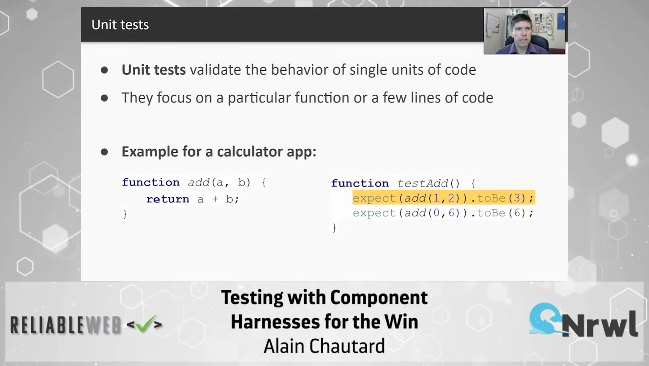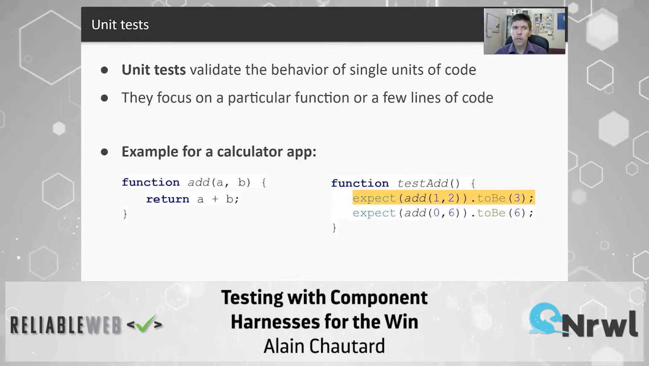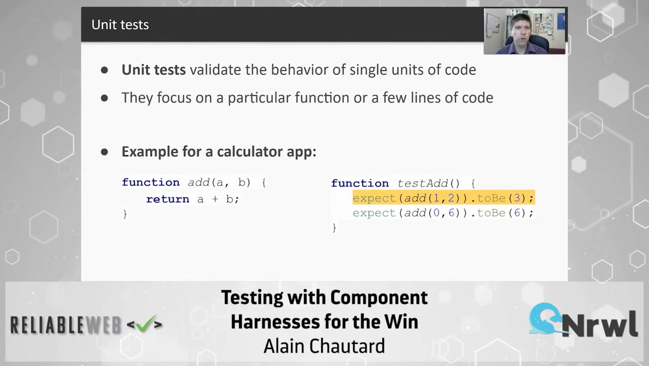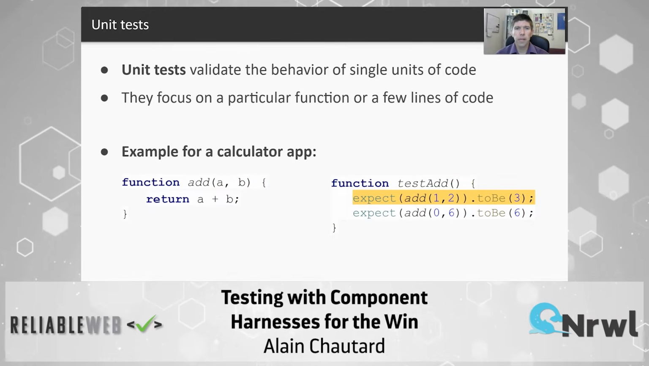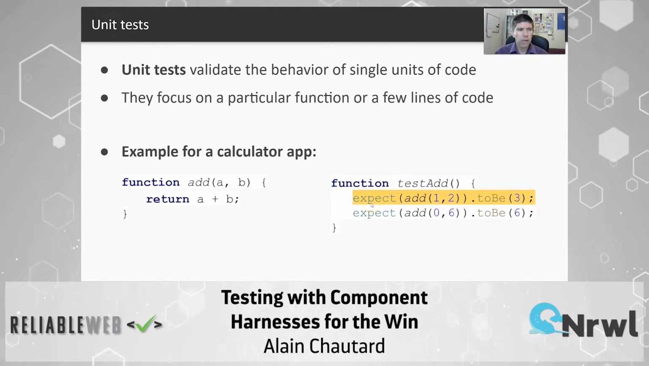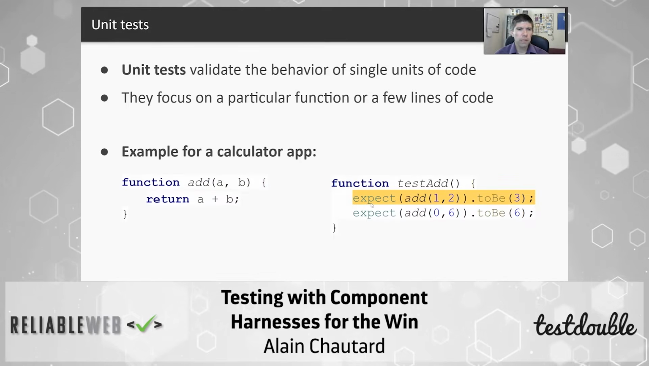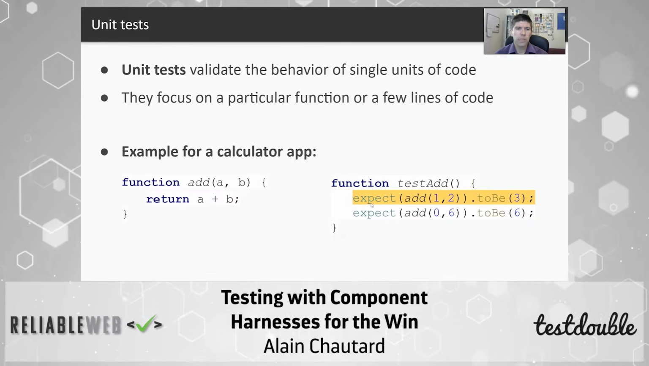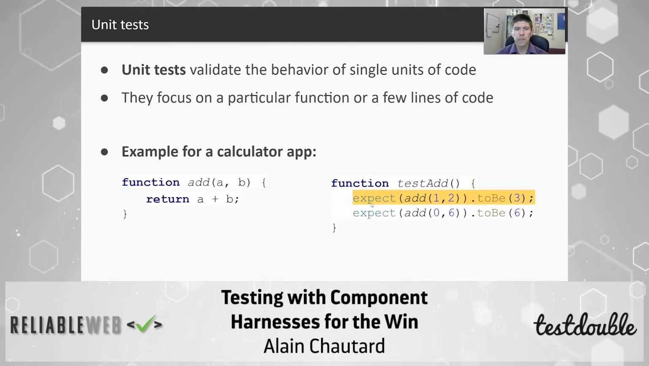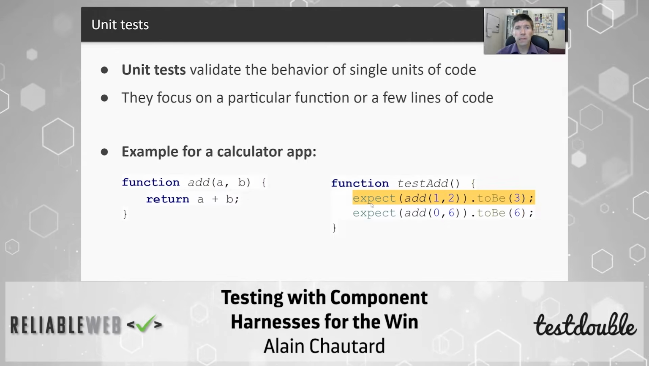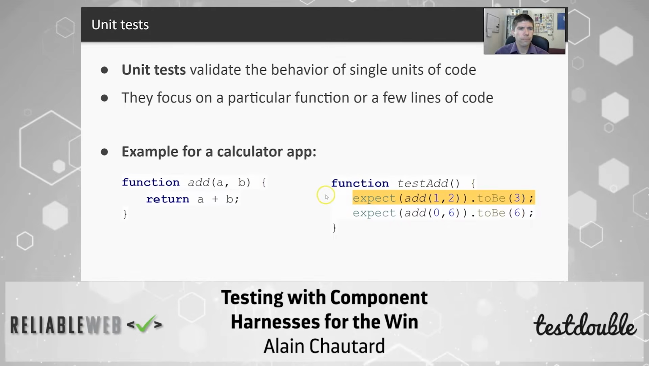So when you write a unit test, the idea is that you are going to validate a single piece of code in your application. Usually just one function or a few lines of code, where you test all of the inputs and outputs of that specific piece of code. I have a tiny example here for a calculator app. We have a function add that takes 2 parameters, and the test is going to test that function passing a bunch of different parameters, making sure that the output is what is expected. So that's a unit test, and that's something I'm guessing most people are already familiar with.